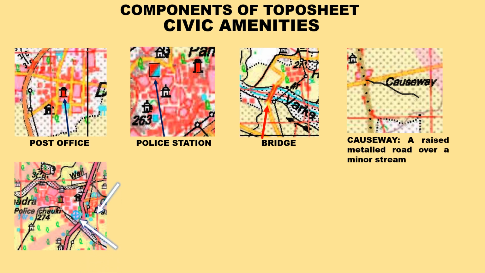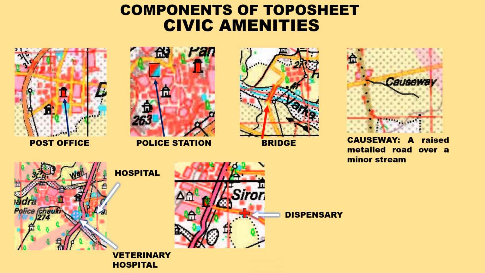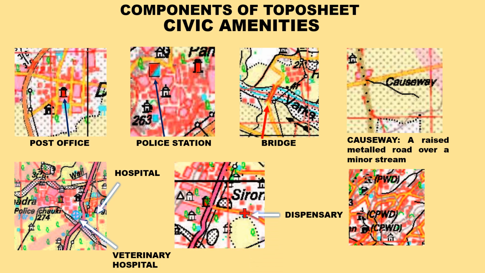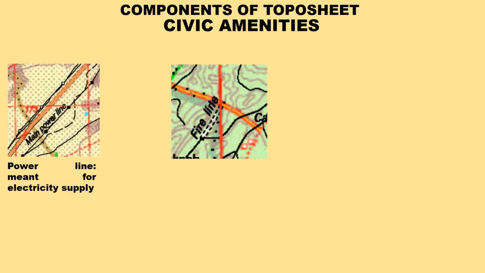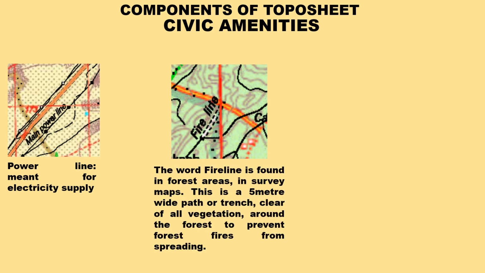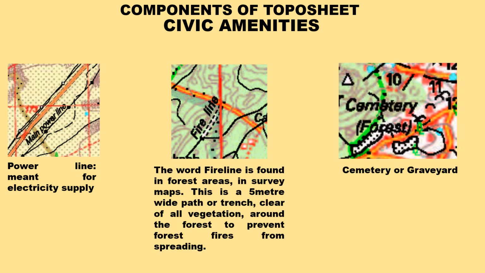Fifth, we have the hospital and the veterinary hospital. Sixth, we have the dispensary. Seventh, we have the CPWD and the PWD. CPWD stands for Central Public Works Department and PWD stands for Public Works Department. Then under the civic amenities, we have the main power line, which is meant for electricity supply. Then we have the fire line, which prevents the spread of the forest fire. And third, we have the cemetery or the graveyard.